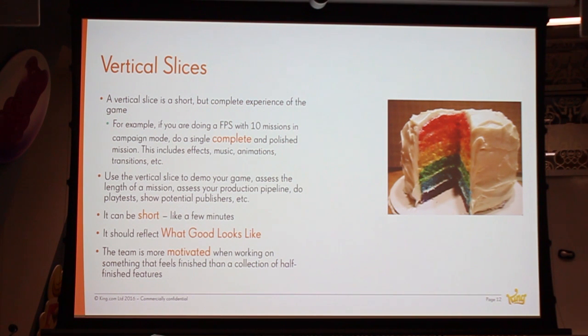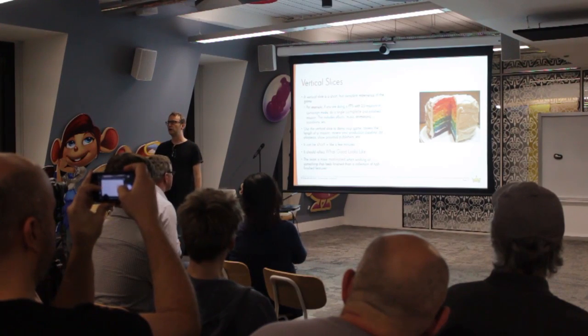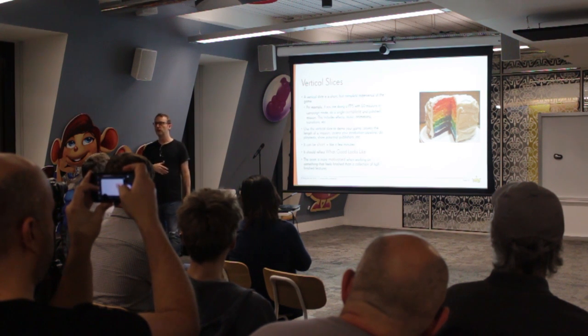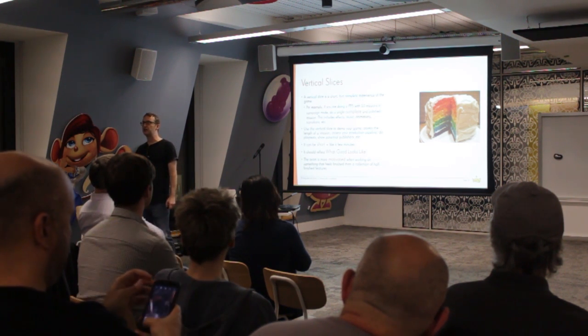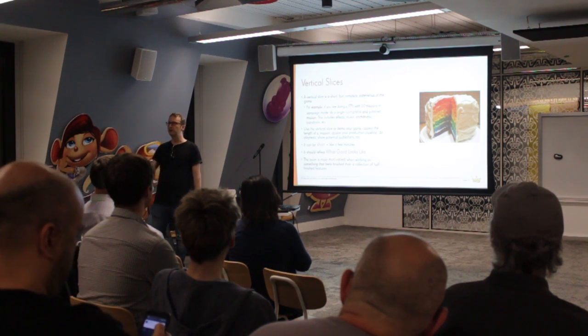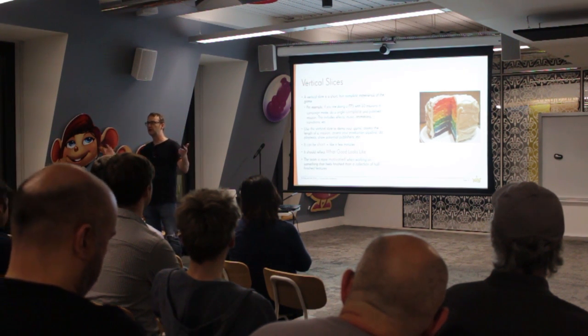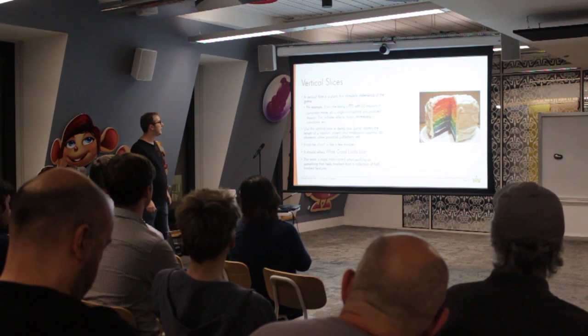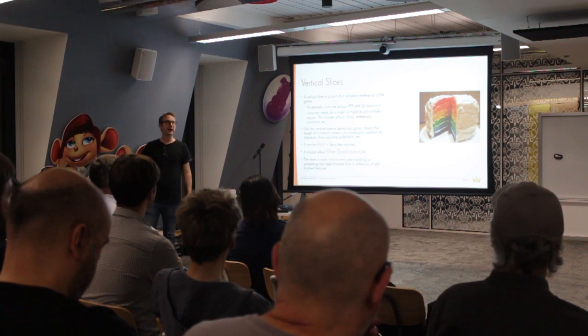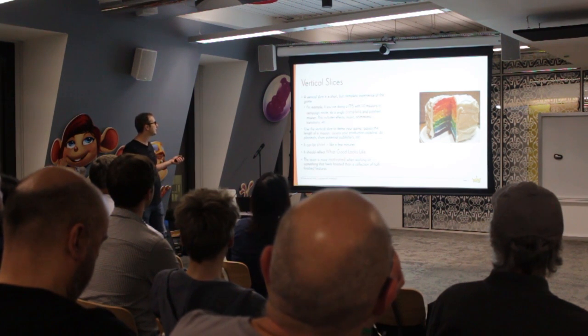Vertical slice. I don't know who's familiar with the term. Okay, so quite a few. A vertical slice is a section of your game that reflects the complete gameplay. So I'm going to take a super simple example. Let's say you're doing a first-person shooter, you're doing the campaign mode, and there's 10 missions. A vertical slice might be doing one complete mission, start to finish.